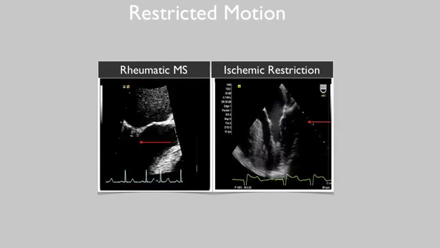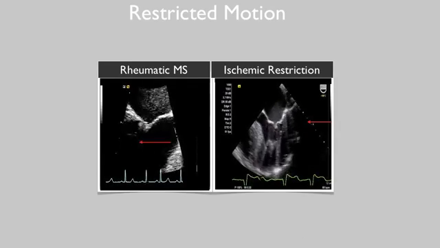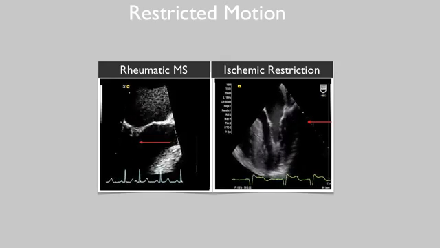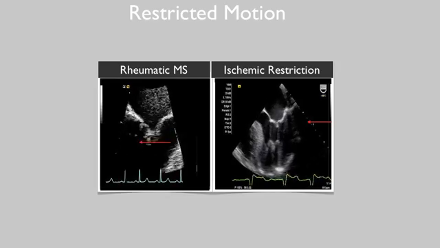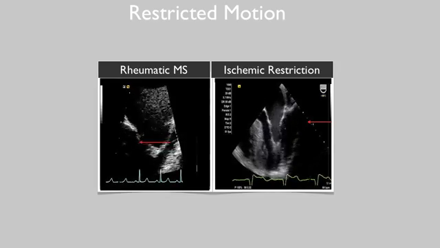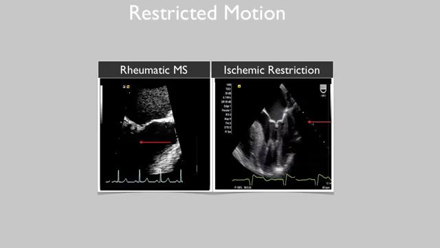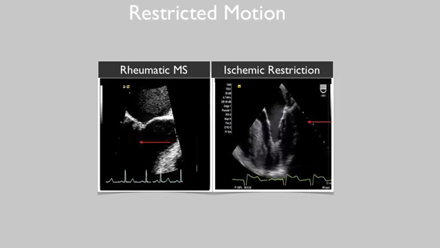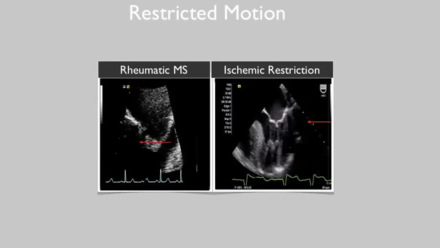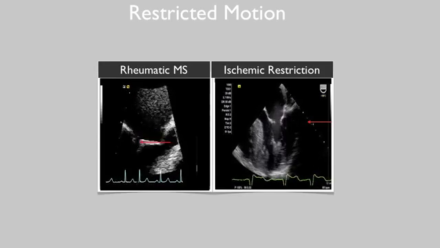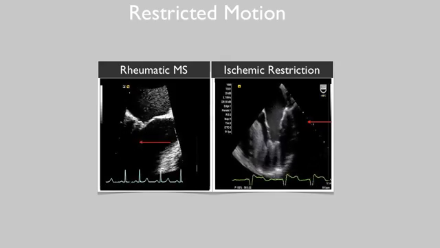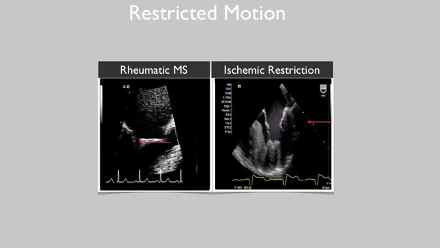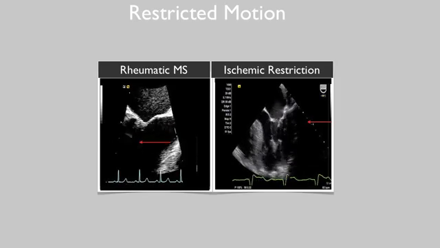Type 3 or restrictive lesions are demonstrated here. On the left, classic thickening and a hockey stick deformity of the anterior mitral leaflet are seen. It is important to remember that mitral regurgitation often coexists with rheumatic mitral stenosis due to malcoaptation of the mitral leaflets. On the right of the screen, we see ischemic restriction of the chordae and papillary muscles, leading to a plane of coaptation below the level of the annulus and an obvious coaptation defect.